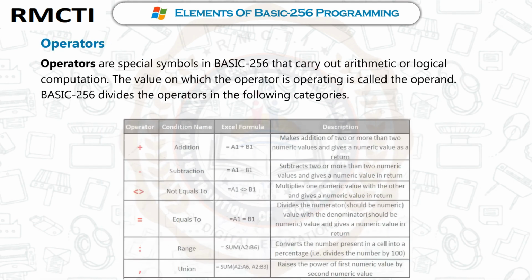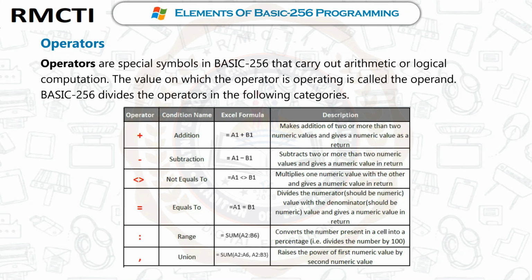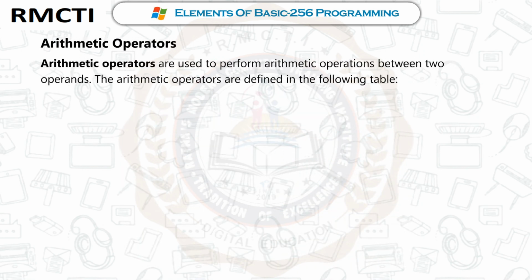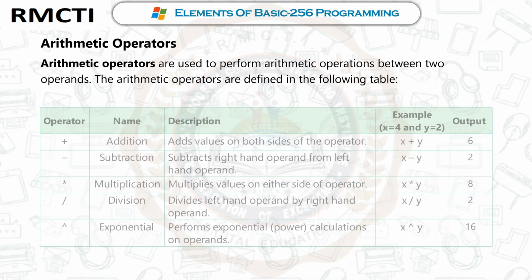Operators. Operators are special symbols in BASIC 256 that carry out arithmetic or logical computation. The value on which the operator is operating is called the operand. BASIC 256 divides the operators in the following categories. Arithmetic operators. Arithmetic operators are used to perform arithmetic operations between two operands. The arithmetic operators are defined in the following table.